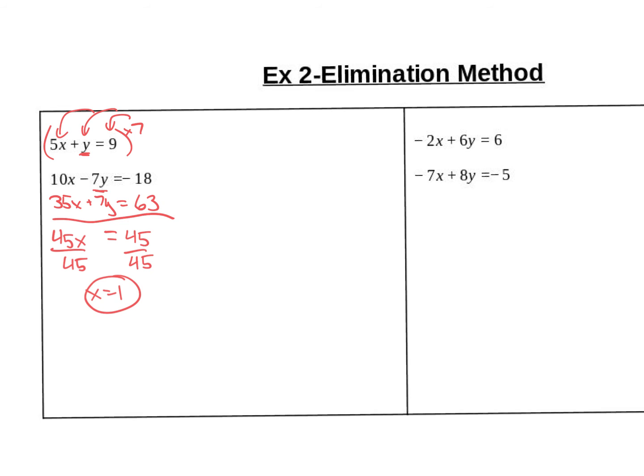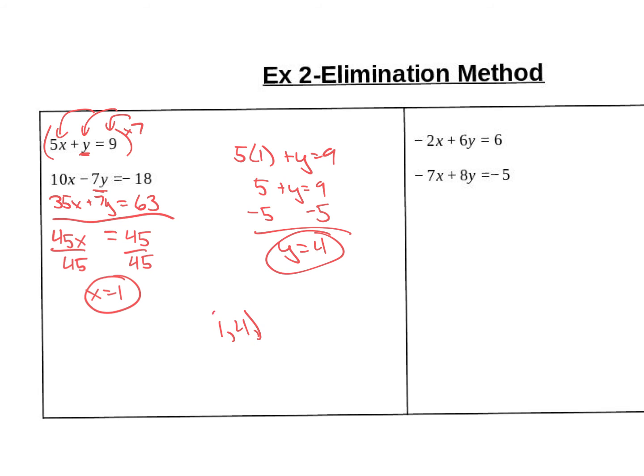There's our first one. And then we want to go back and plug that in. So again, whichever equation looks easier to solve. So I'll go with that first one. 5 plus y equals 9, subtract 5. And y is going to equal 4. So our answer is 1, 4.